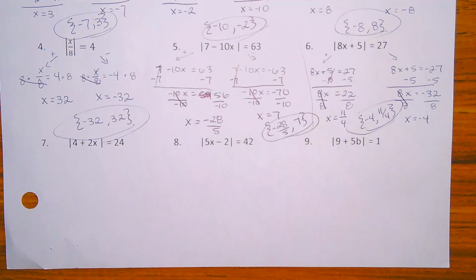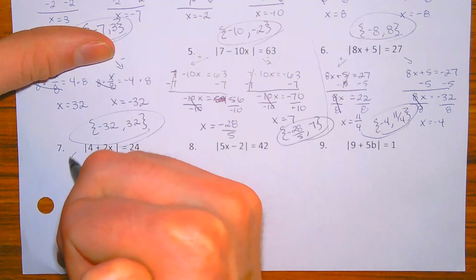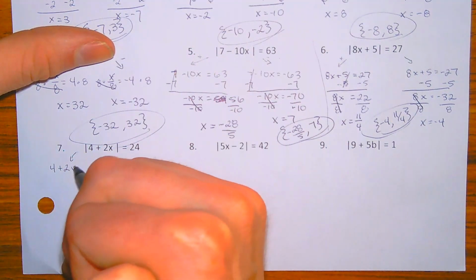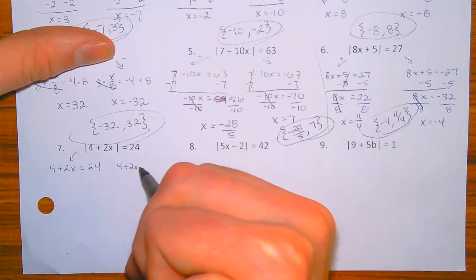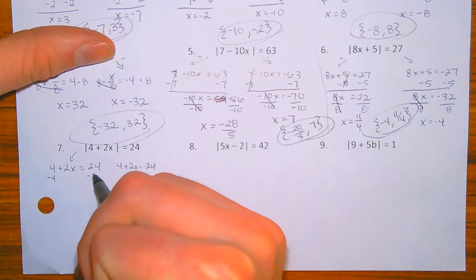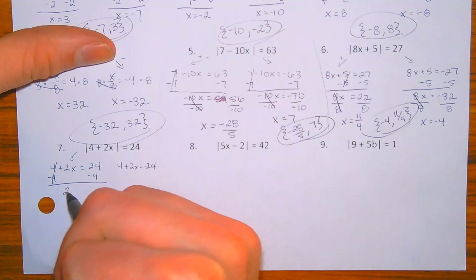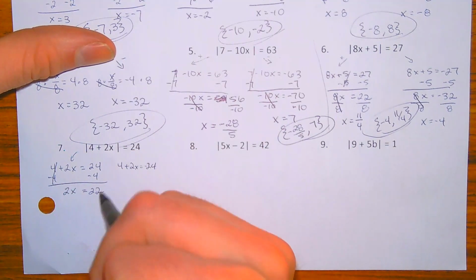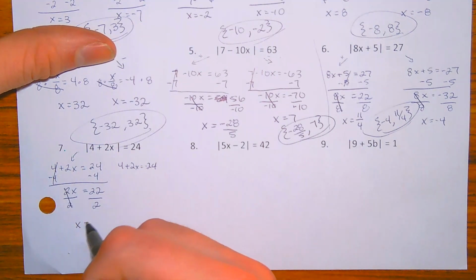Alright, good. Let's move on to our last 3 problems here. Your positive case is going to be 4 plus 2x equals 24, and 4 plus 2x equals negative 24. Subtract your 4. Put your line, those cancel. You're left with 2x is equal to 22. Divide both sides by 2. X is equal to 11.